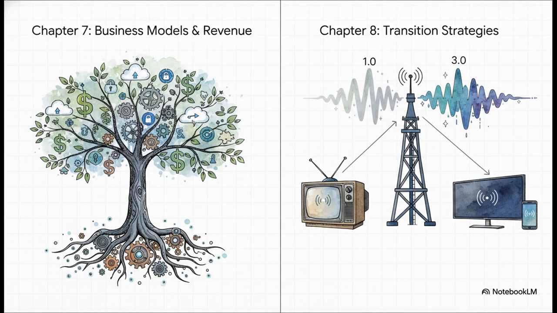The tutorial dedicates 2 whole chapters to this. Chapter 7 dives into brand new business models. I mean, think about premium, subscription-only channels, or even providing data delivery for things like automotive software updates, all using your broadcast signal. Then Chapter 8 gets super practical, outlining strategies for the actual transition, including the tricky part of broadcasting both signals at once to keep your current audience happy while you build a new one.